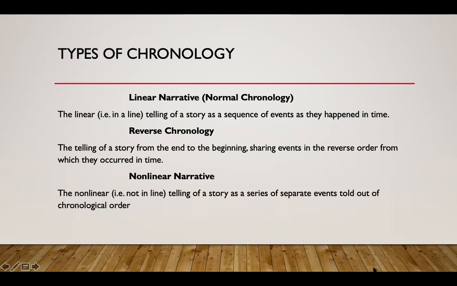Coming towards the types of chronology, we have three types of chronology: linear narrative, which we also call normal chronology, reverse chronology, and non-linear narrative. Linear narrative is telling of a story as a sequence of events as they happened in time. Usually, you find linear narrative in children's stories where it starts from the very beginning of the events, and then it reaches the climax.